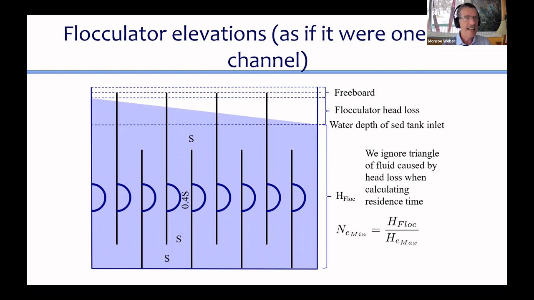But the point is that there's more water in your flocculator than what you first realized. Because when you designed the residence time for the flocculator, you assumed, or we would assume, that the water depth of the sed tank inlet is what's setting the water level in the flocculator. And we use that to calculate the required volume. And we don't take into account the fact that there's some extra volume due to head loss. So we ignore that extra volume when we're designing the flocculator.